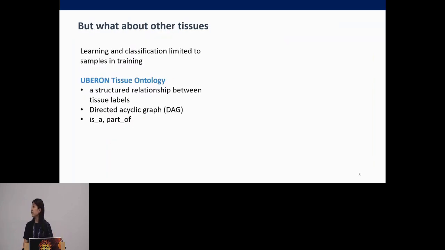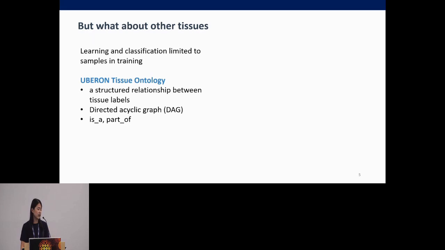However, the current state of classifiers is very limited to those tissues that are in the training set. Those tissue labels need to be collected into a compendium and then learned by a classifier. However, as human data goes, having all the tissue samples from everybody that covers all the variations is not an easy problem. To mediate that, we use the Uberon tissue ontology, which is a structured relationship between tissue labels, giving you a directed acyclic graph, a DAG, where all the nodes are tissues and all the edges indicate physiological or proximal relationships between those tissues.